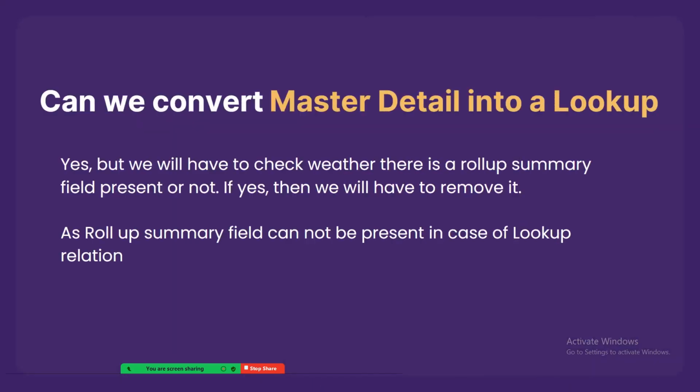Now, can we convert a master detail into a lookup relationship? Yes, but first of all, we have to check whether there is a roll-up summary field present or not. If yes, then we'll have to remove it. Why? Because a roll-up summary field cannot be present in case of a lookup relationship. It will only be present when the relationship is master detail.